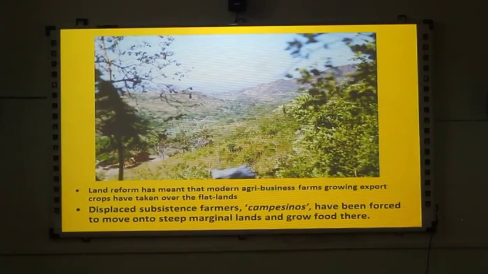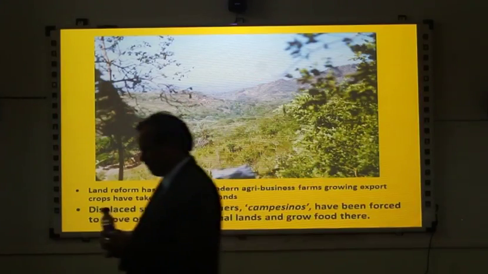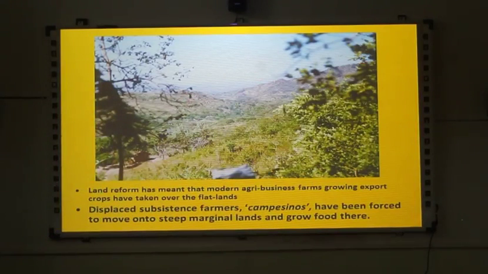There's a picture from the hills down at the bottom there. It's where there's actually a huge Israeli melon farm down at the bottom. And these are the hills which the campesinos have retreated into.